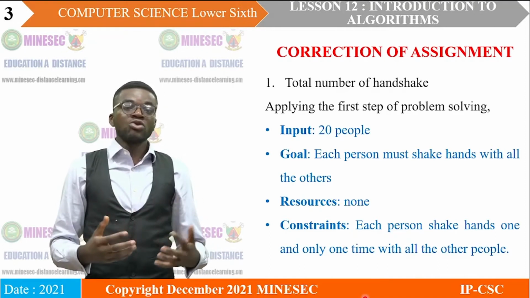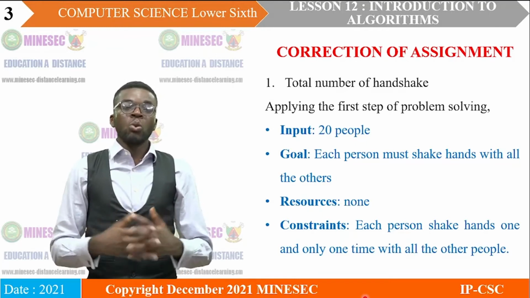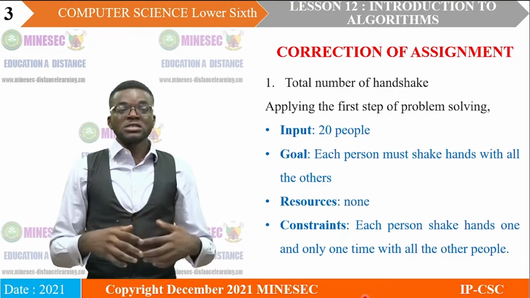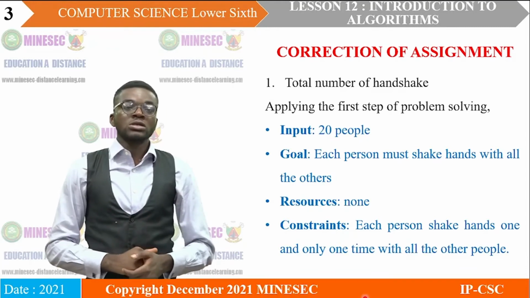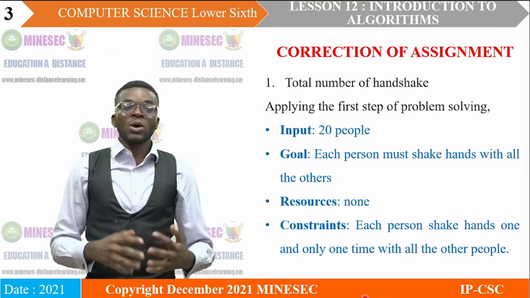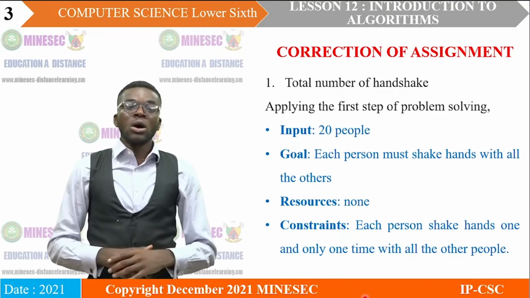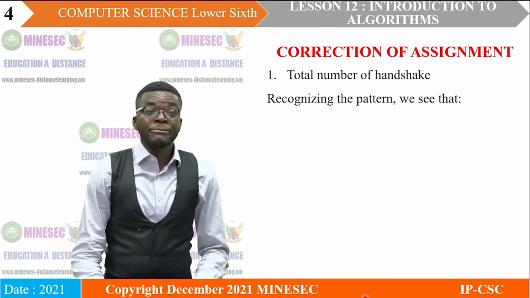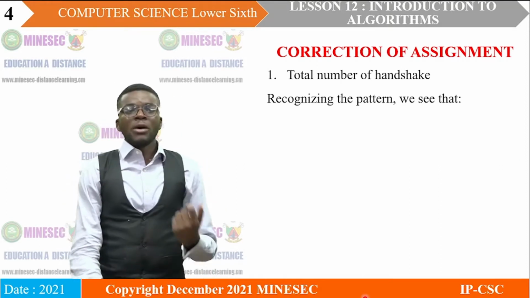The constraint is that two individuals must shake hands just once. It means you can't shake another person's hand more than once. So each person shakes hands one and only one time with all other people. Total number of handshakes.